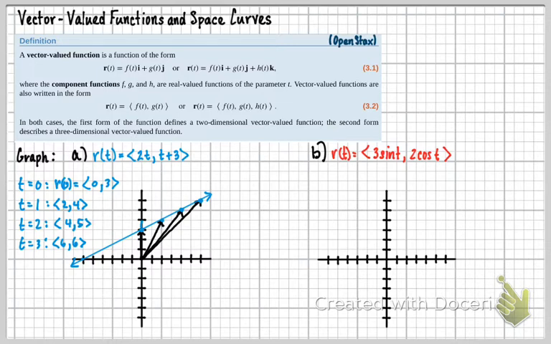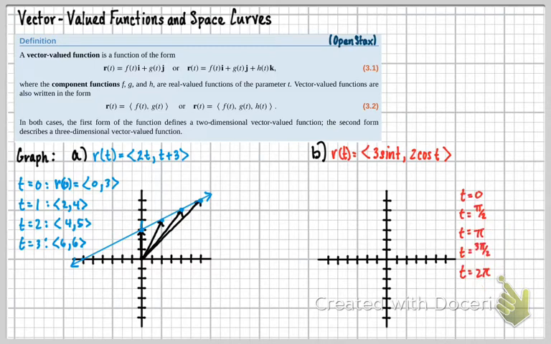So this one is <3 sin t, 2 cos t>. Now the values I'm going to pick here are 0, pi halves, and I'm just going to write those over here. So my t is going to equal 0, my t is going to equal pi halves, my t is going to equal pi, t is going to equal 3 pi halves, and then t is going to equal 2 pi.